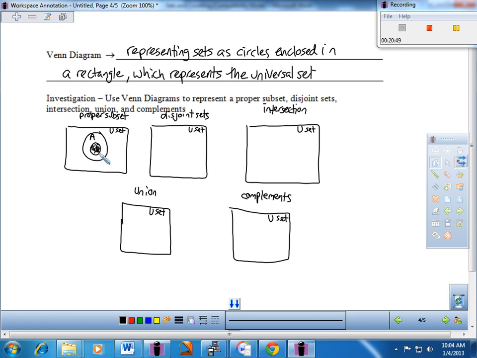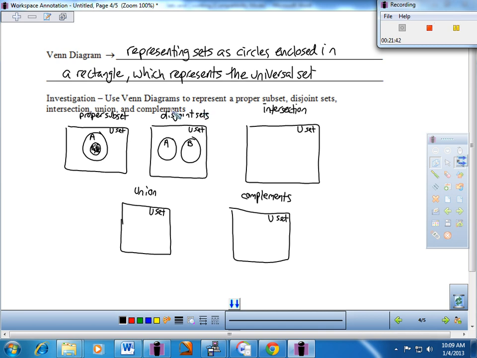Okay, everyone, two disjoint sets. So here's set A right over here. If they are disjoint, very simply, there is no overlap between the two. So there's set A, and there is set B. And as I said, there is no overlap between the two sets, so they are considered disjoint.